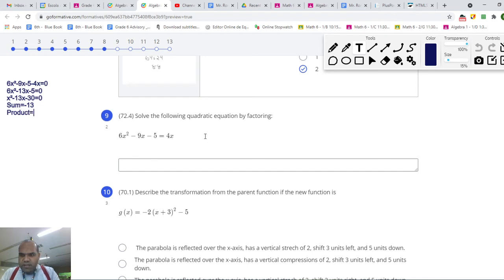The product is negative 30. Which numbers can I multiply together to get negative 30? 1 and negative 30, but the sum will be negative 29, no. 2 and negative 15. Yes, 2 and negative 15. So x plus 2, where 2 is positive, and x minus 15, equals 0. Done, I finished.